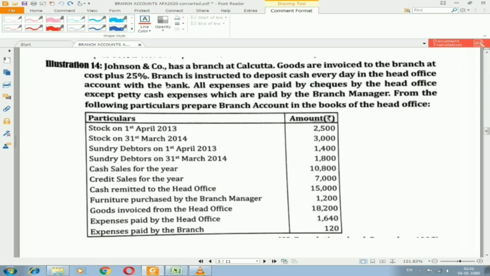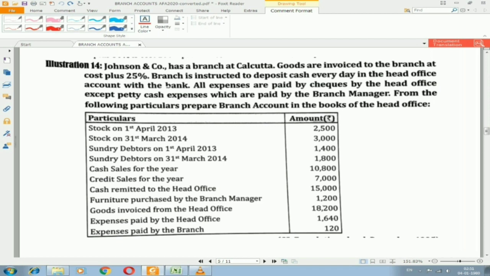Now let us start with the solution. First thing, in the illustration they have given information related to debtors. They have given opening debtors, they have given closing debtors. So we need to prepare debtors account compulsorily, and we'll get to know what information we are going to find out. That information we are going to enter on the branch account.